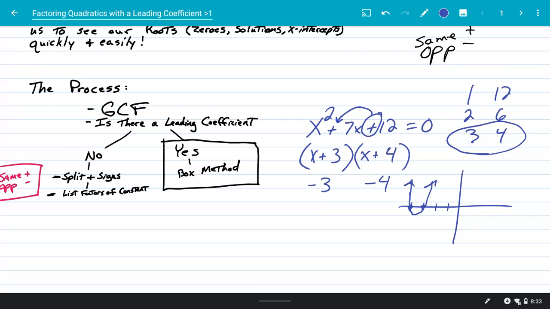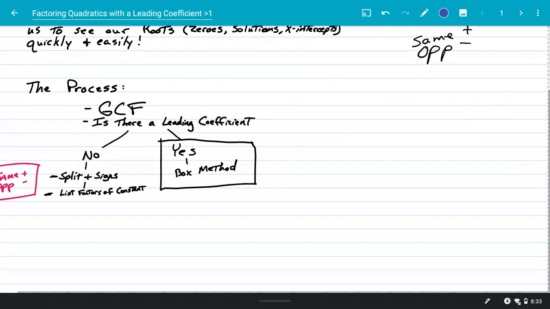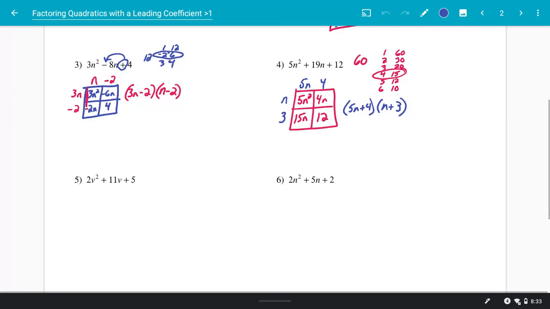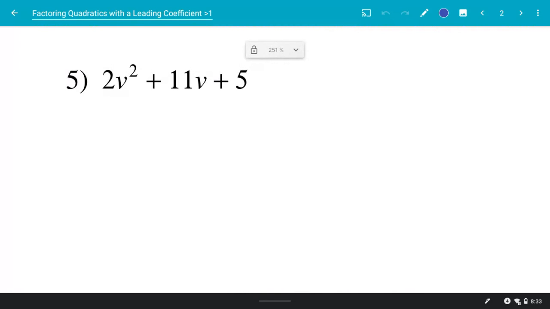Now, what if our answer to is there a leading coefficient was yes? Yes, there's a leading coefficient. Well, when that's our answer, let's go through the process, okay? Now, I'm going to jump to your homework here and use these problems, okay? So, again, first question, GCF. Is there a GCF here? No.